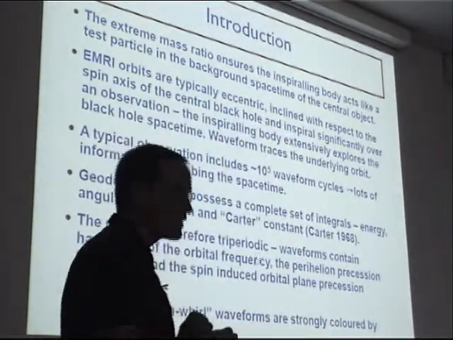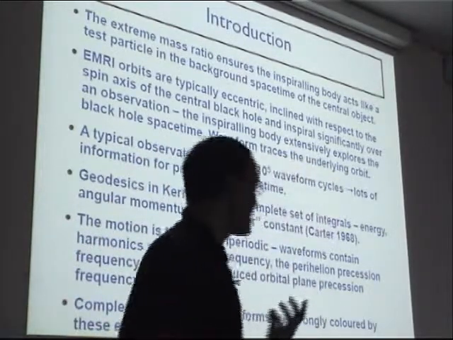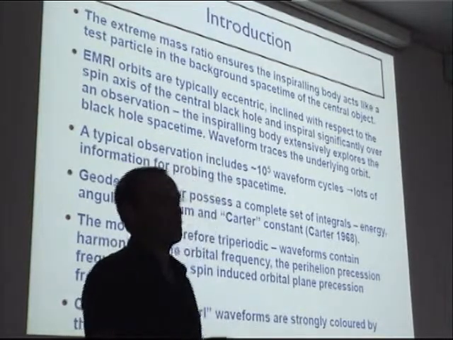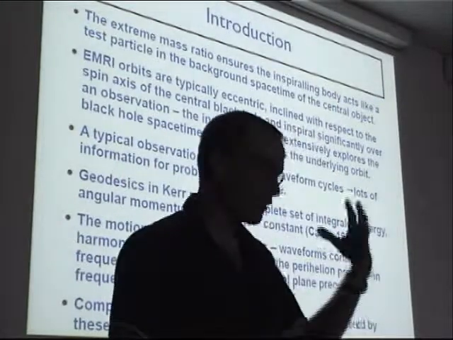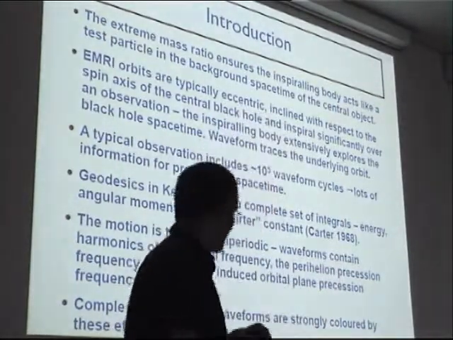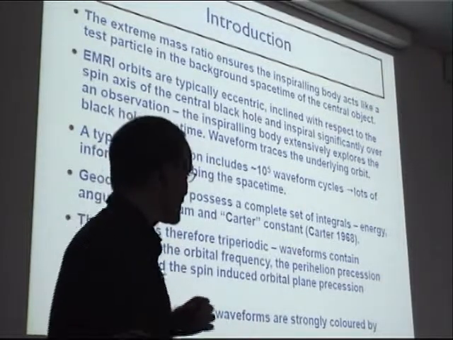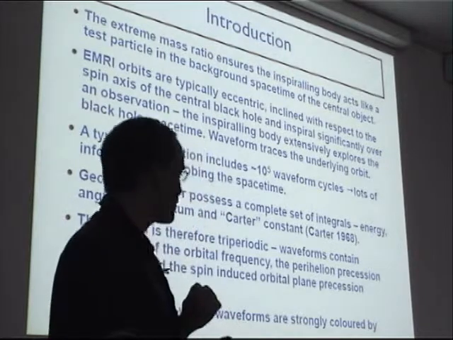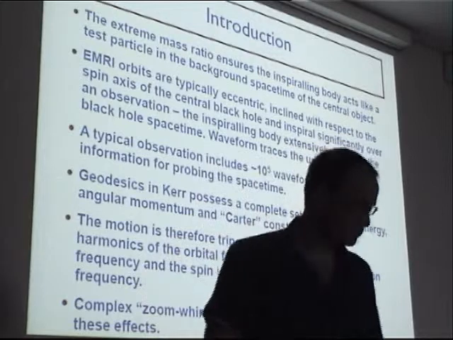Now, this all means that the motion is triperiodic. As Kurt said, it's triperiodic in Mino time, but this means that the observed waveforms will also be triperiodic. There are three frequencies, one associated with the radial motion, one with the motion in theta, and one with the motion in phi. So in more classical terms, this is the orbital frequency, the frequency of the perihelion precession, and also the frequency of precession of the orbital plane, which comes about from spin-orbit coupling.